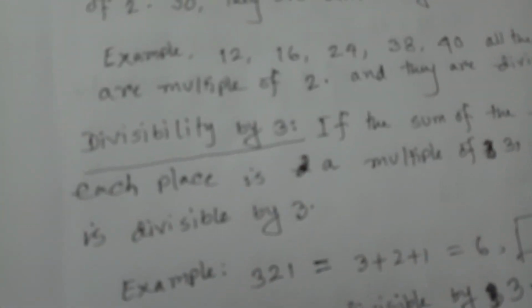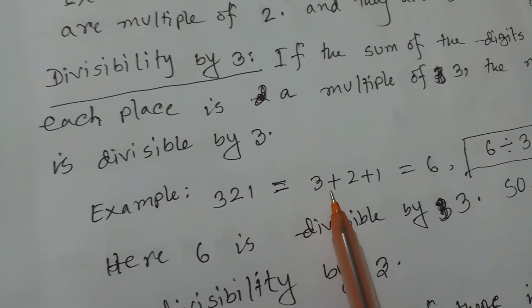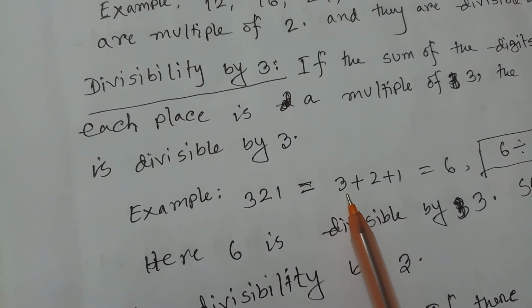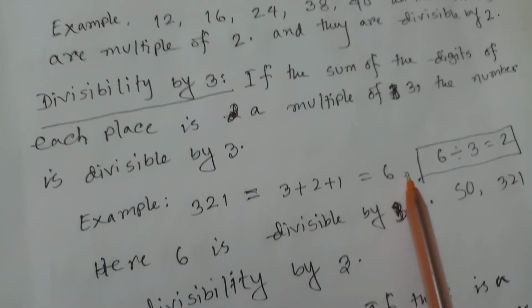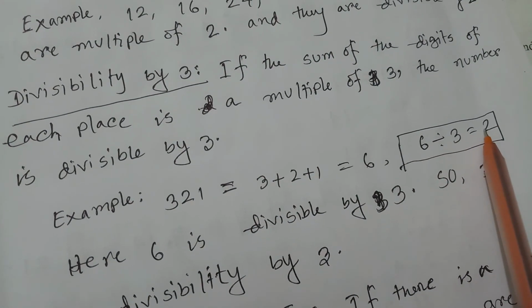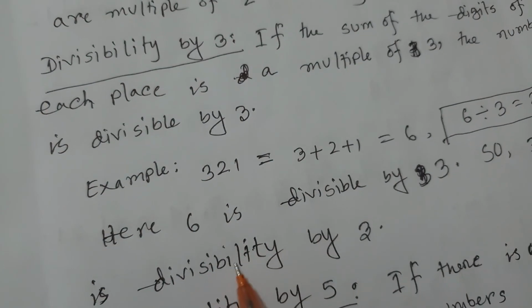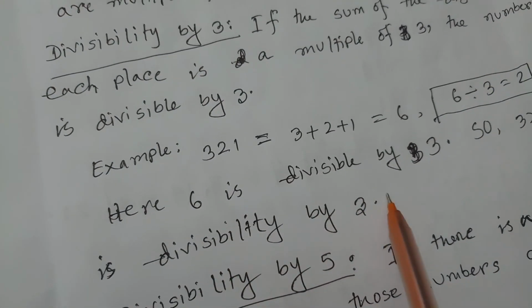Okay students, example 321. The digits of the number are added: 3 plus 2 plus 1 equals 6. 6 divided by 3 equals 2, so it is a multiple of 3. Here 6 is divisible by 3, so 321 is a multiple of 3.